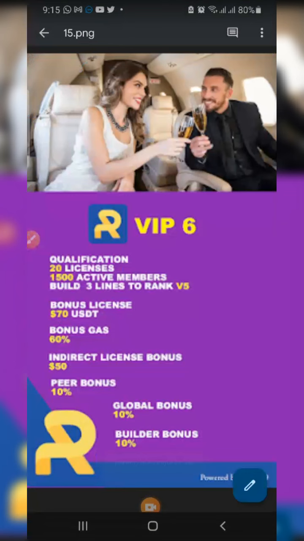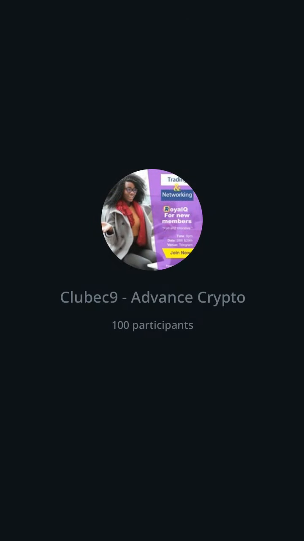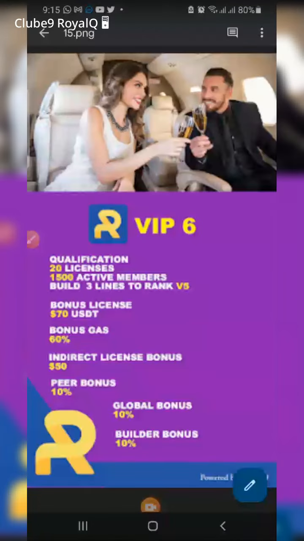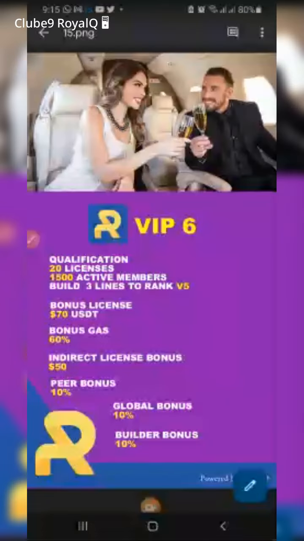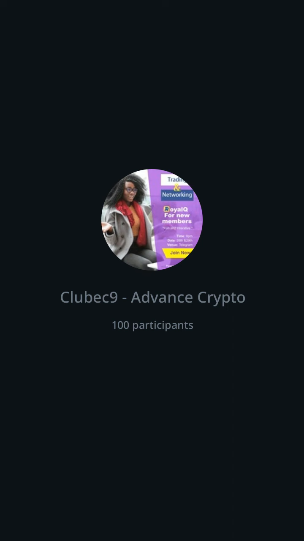Yes, V6. This is what you don't want to miss. I'm thinking of how to exaggerate this aspect, because if you are a V6, you are a millionaire and you're going to become a billionaire. That is just the way it is. You're going to become a billionaire because the kind of money you're earning here is crazy. But what you need to become a V6 is 20 direct licenses, direct that will be under you directly, 20. Then 1,500 active members, that's cumulatively, right?